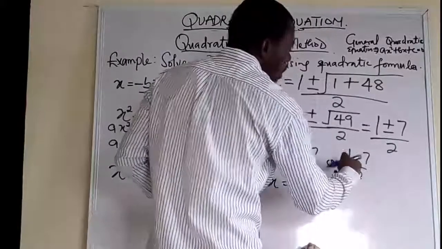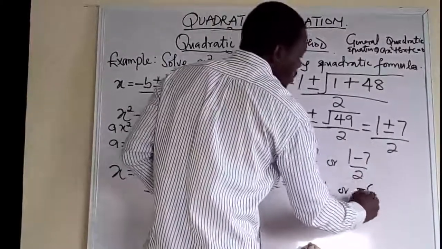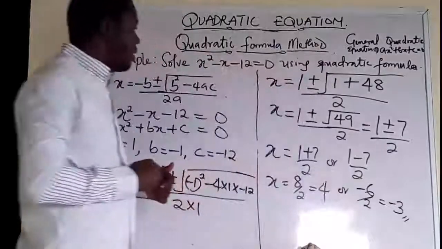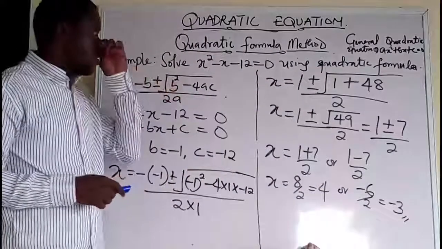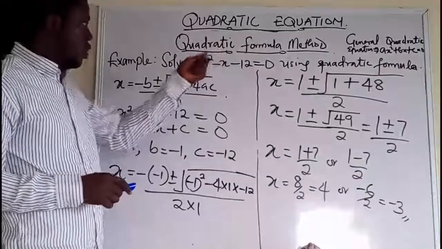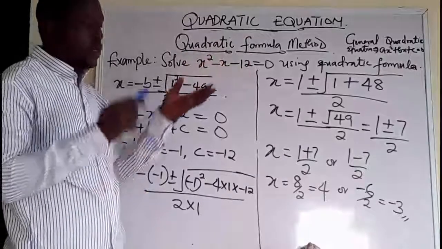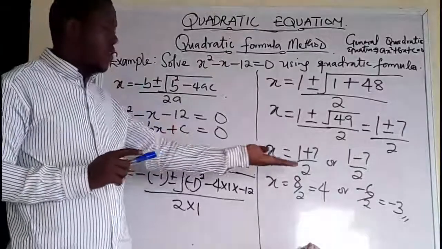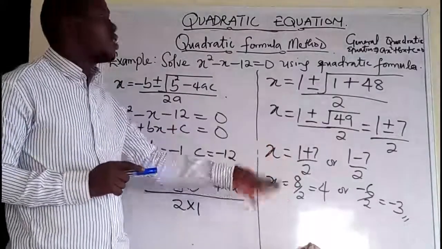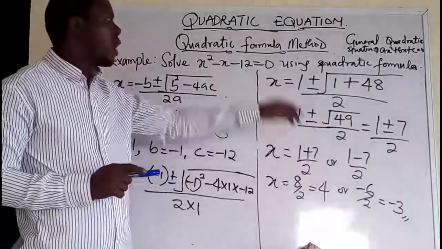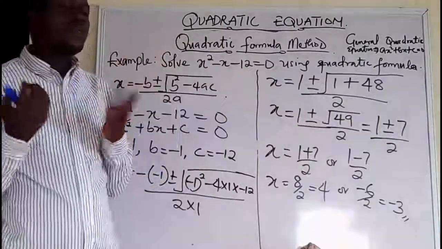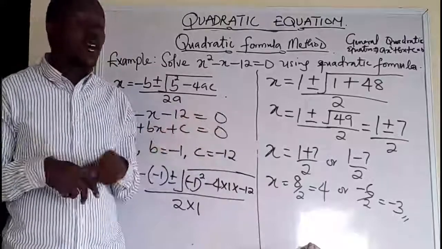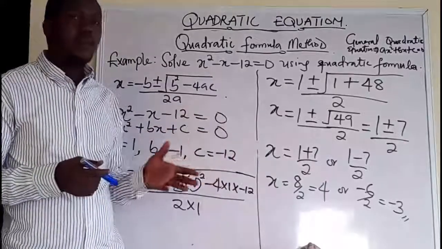Or 1 minus 7, that's minus 6 over 2, which is equal to minus 3. So you can see now that even when we use the quadratic formula to solve this same question that we used the factorization method and completed square method to solve, we still arrive at the same answer. So this is the solution to this particular question. Irrespective of whatever method you are using, you are still going to get the same answer. Even if you use the graph method, you're going to get the same answer.